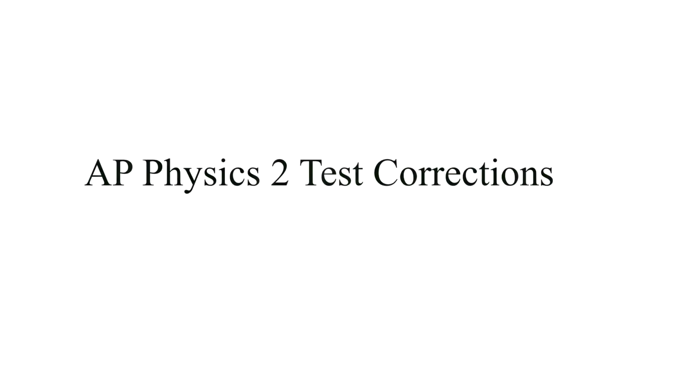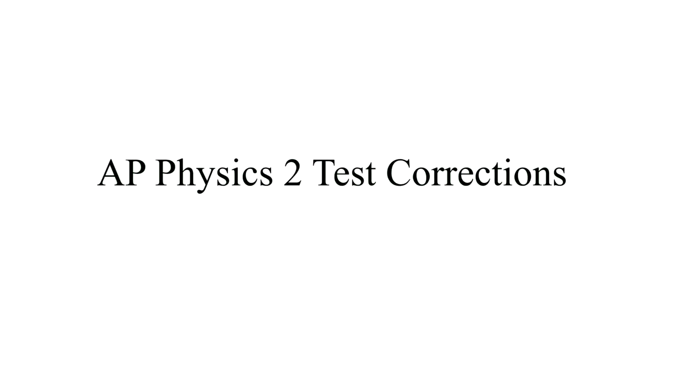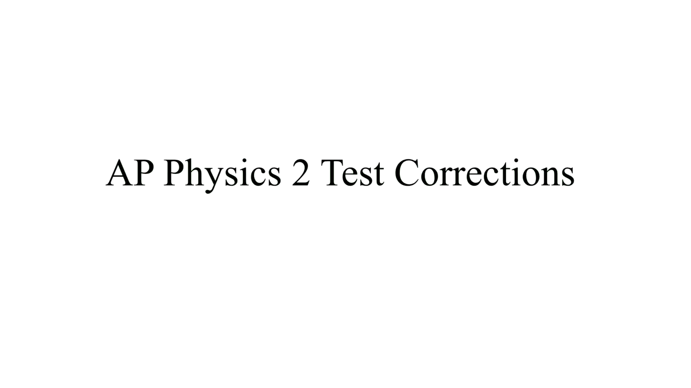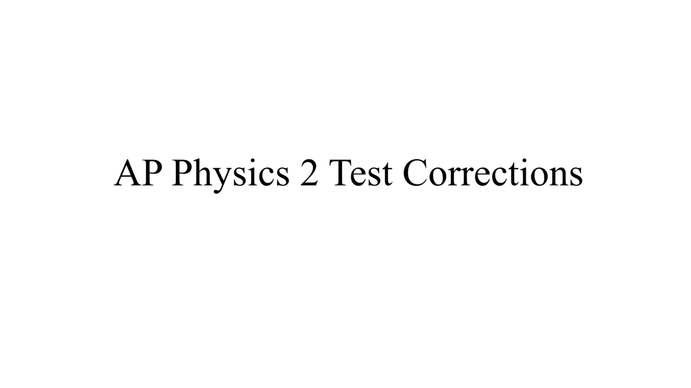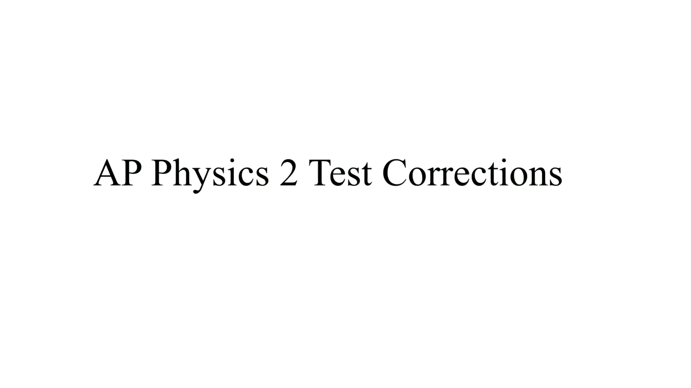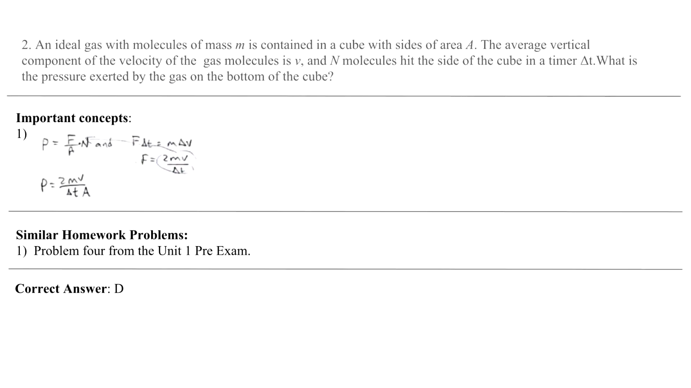So, let's get started. Recently on the Unit 1 exam, I received a score of 15 out of 20, and I'm looking to revise this to get half the score back. So, let's begin. On the multiple choice section, I missed problem 2.